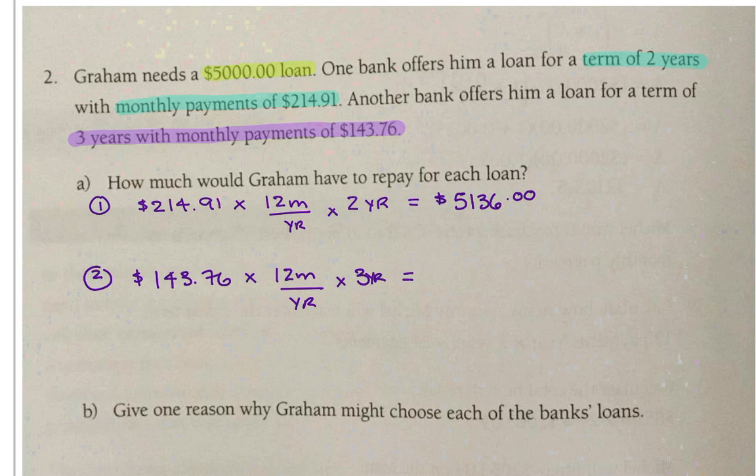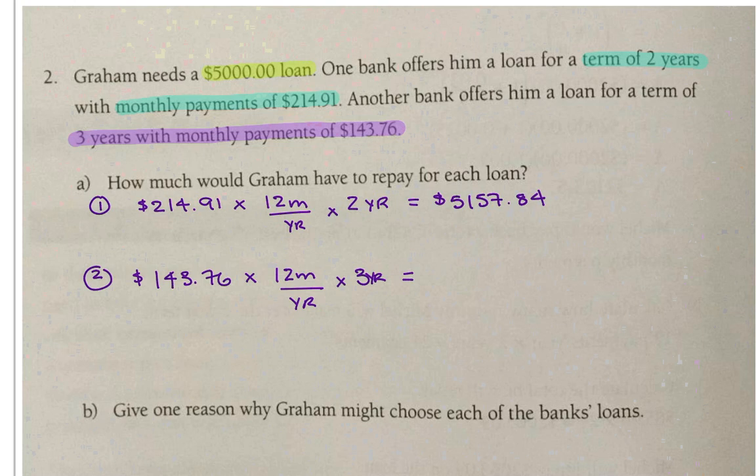214.91 times 12 times 2 is equal to 5157.84. Okay, so 5,157 and 84 cents. What's that? Thank you. I appreciate that. But that's why I ask a few of you to do it, right?